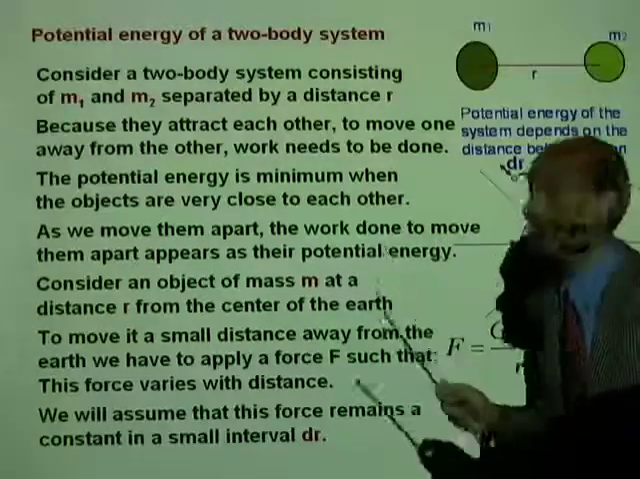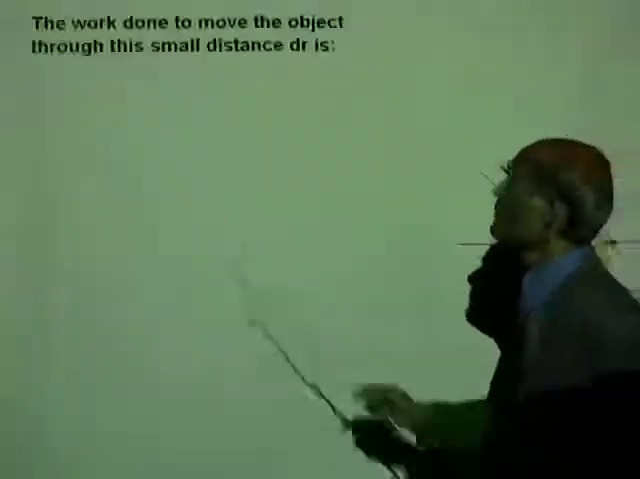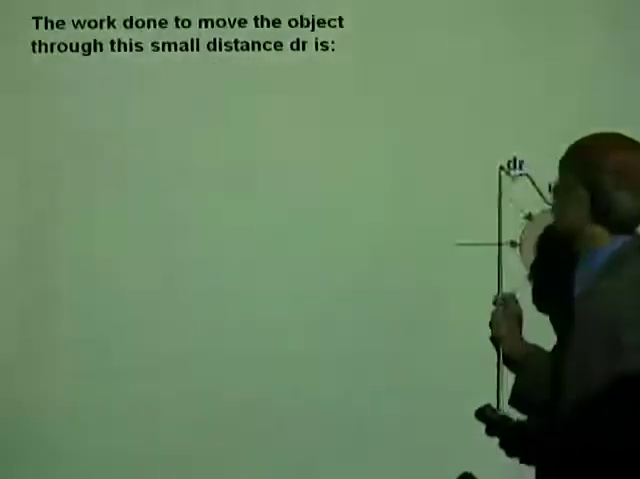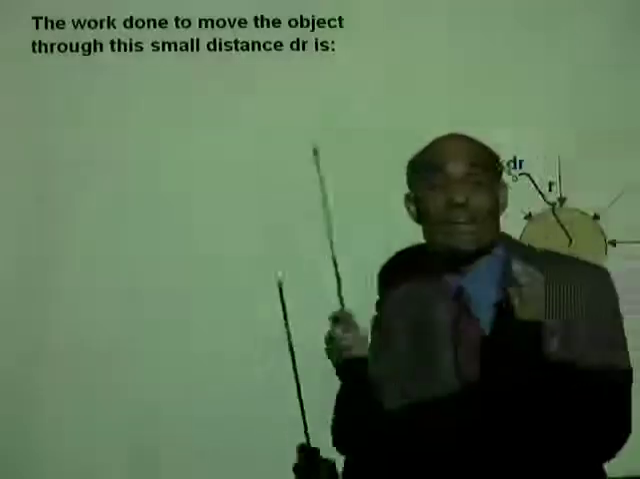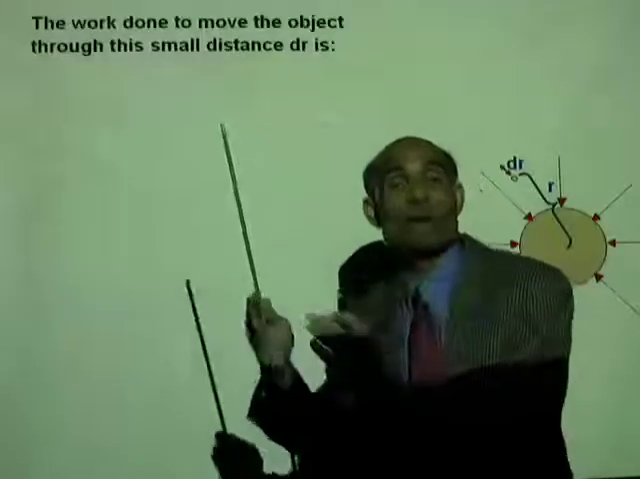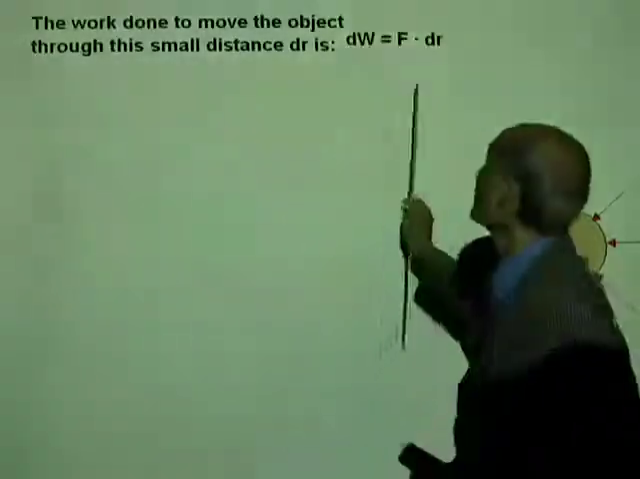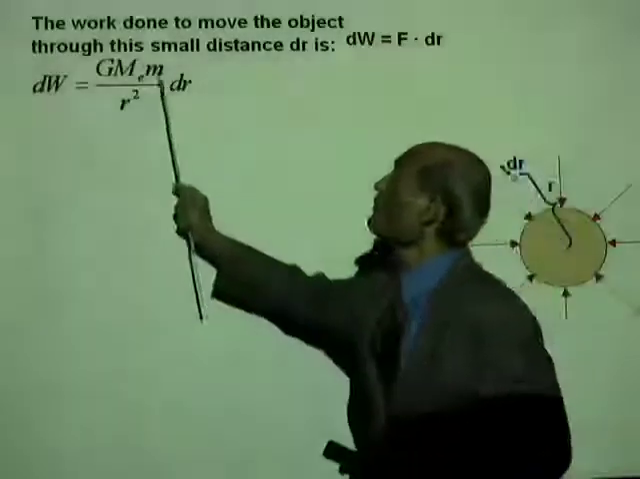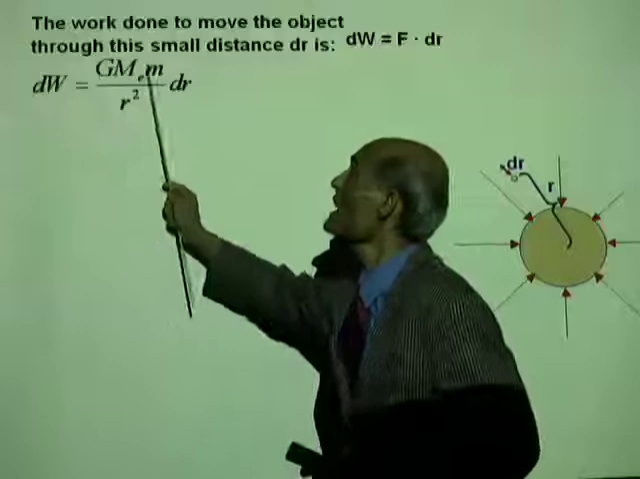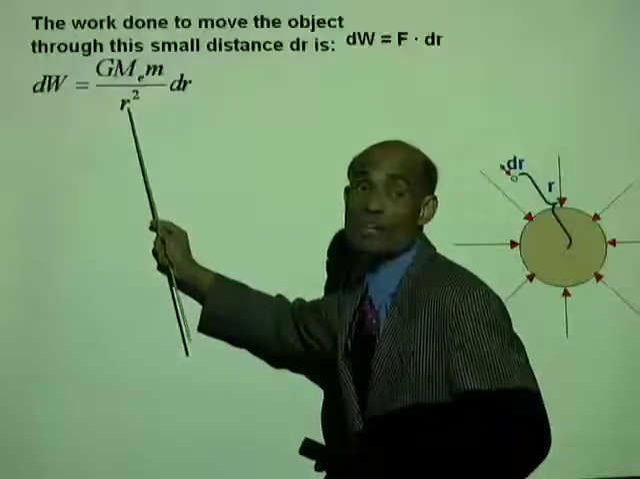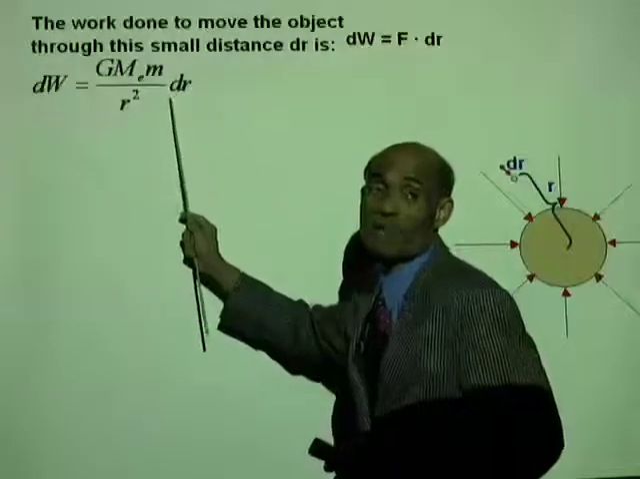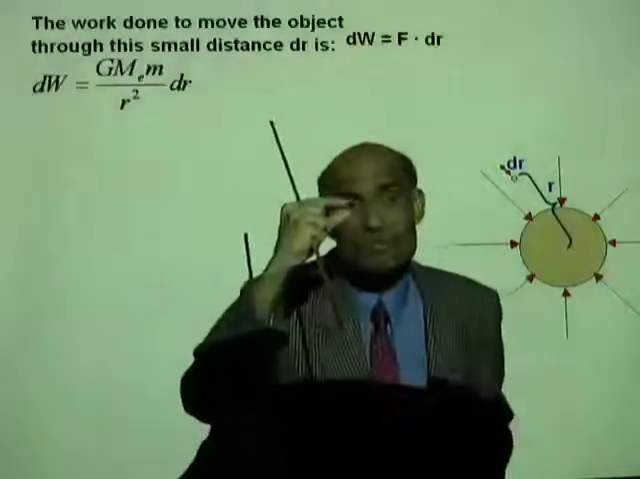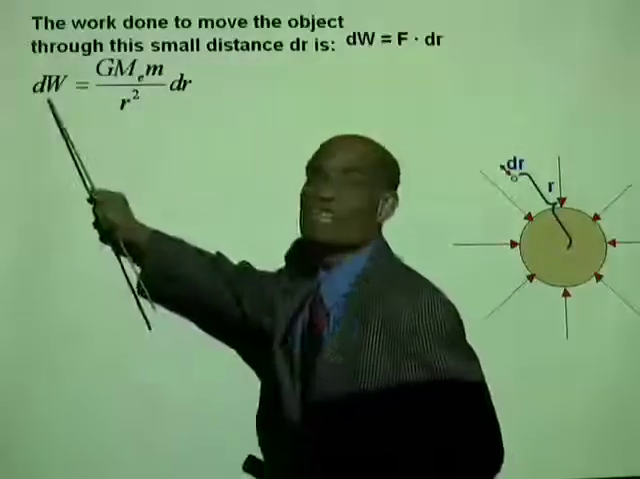Is that right? Okay, let's do that here. The work done to move the object through this small distance will be then that force multiplied by that distance. So that will be F multiplied by dr, or the force is G M_E m over r squared, multiplied by dr. This is a measure of the small amount of work, dW.